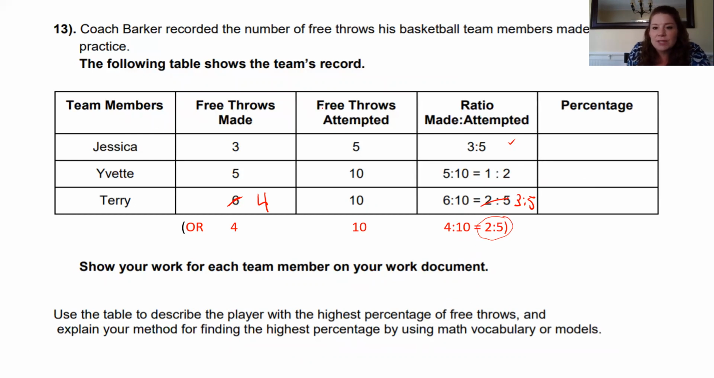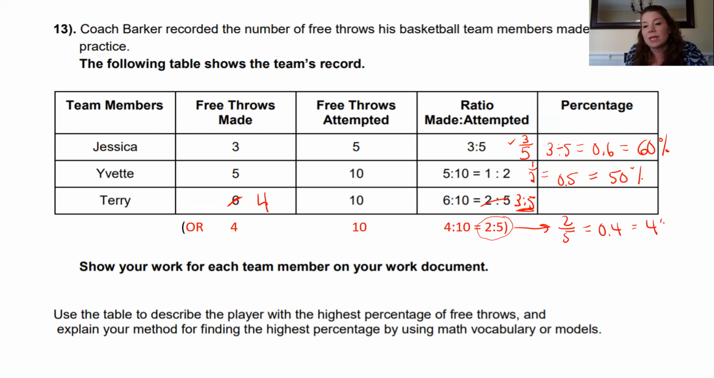So how am I going to turn these ratios into percentages? Well, just as if they were fractions, I'm going to divide 3 divided by 5, and that is 0.6. Well, 0.6 times 100 is 60%. All right, 1 divided by 2 is 0.5. Well, 0.5 is equal to 50%. Obviously, this would also be 60%. So let's use 2 to 5, 2 to 5. 2 divided by 5 is 0.4. 0.4 times 100 is 40%.